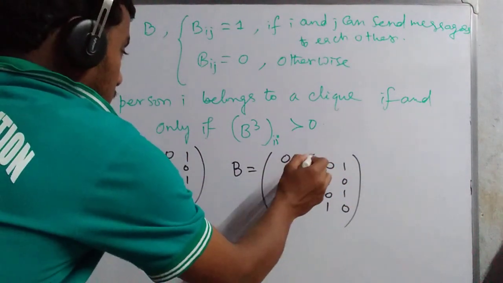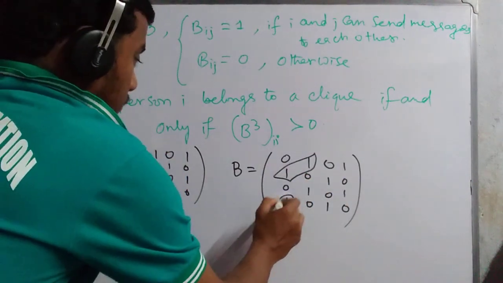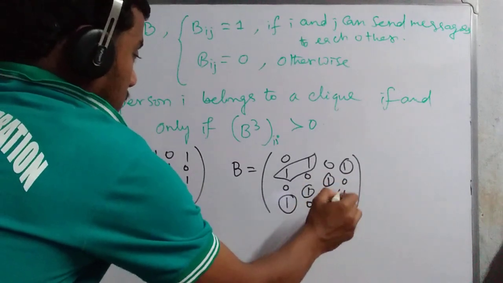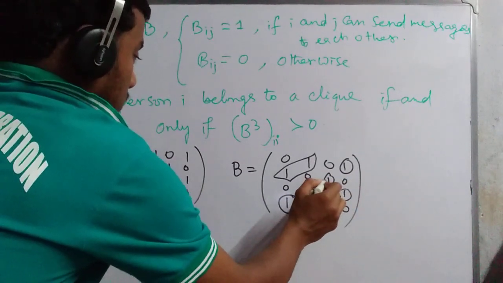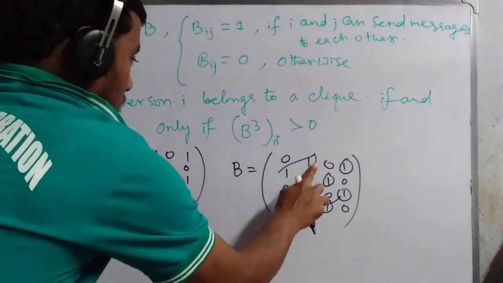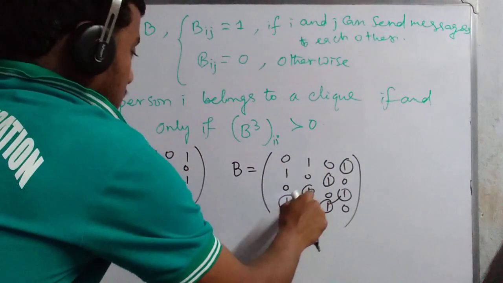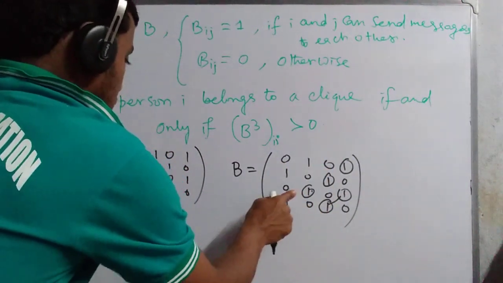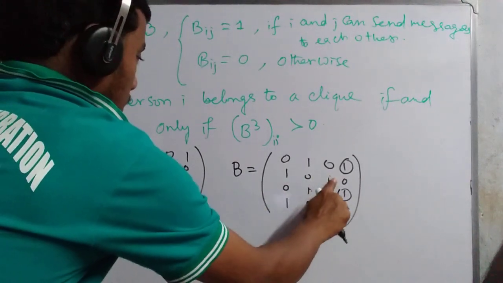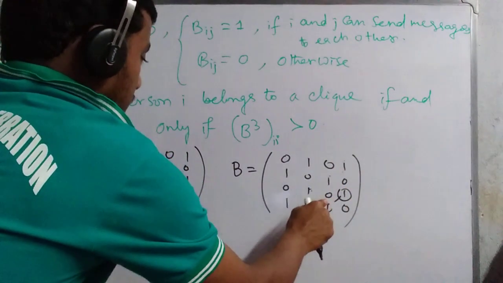That means here this one with respect to this one, and this one with respect to this connection. All are connected. That means if one sends messages, then the others will send messages. In this way, we form B. This satisfies the clique condition.